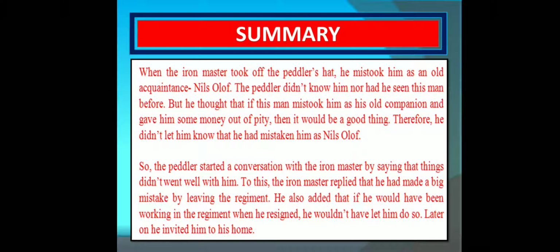So the peddler started a conversation with the ironmaster by saying that things hadn't gone well with him. To this the ironmaster replied that he had made a big mistake by leaving the regiment. He also added that if he had been there when he resigned, he would not have let him do so. Later on, he invited him to his home. Understood? The ironmaster mistook him for his own friend who used to work in the regiment and invited him to his home.